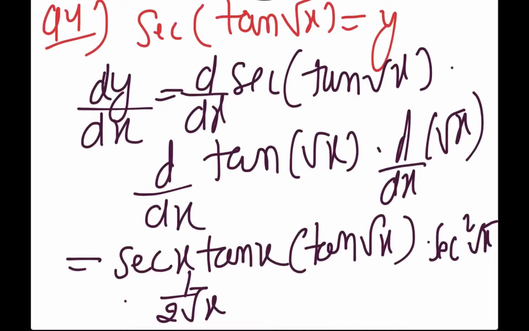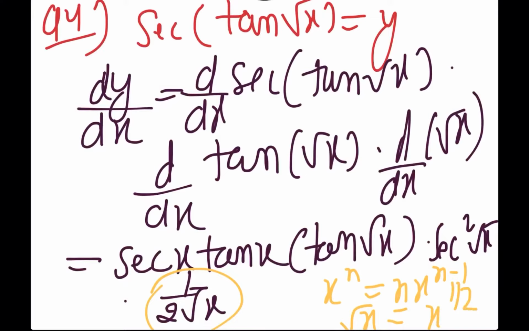Now this 1 upon 2 root x comes out from your power formula, a derivation of class 11. The power formula was: the derivative of x to the power n is n x to the power n minus 1. And root x means x to the power 1 by 2. So if I use that formula, I'll get this final answer. So I am again repeating that the class 11 concept is very important. If that is not clear, then of course these topics won't get cleared easily.